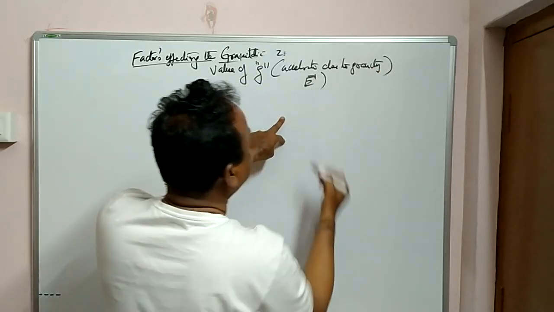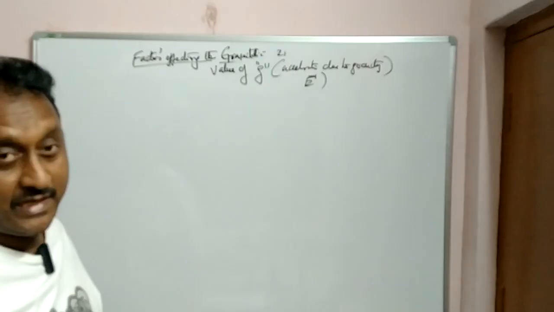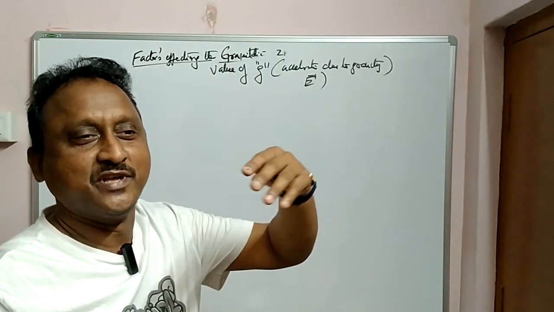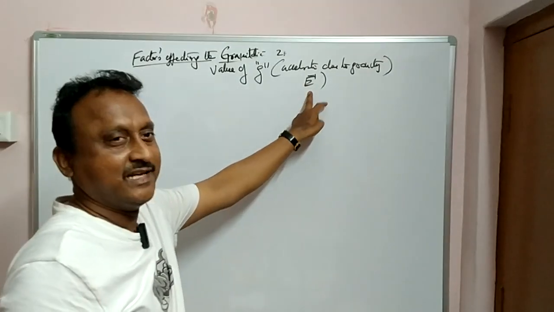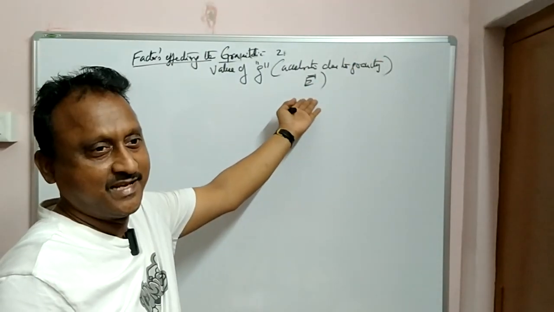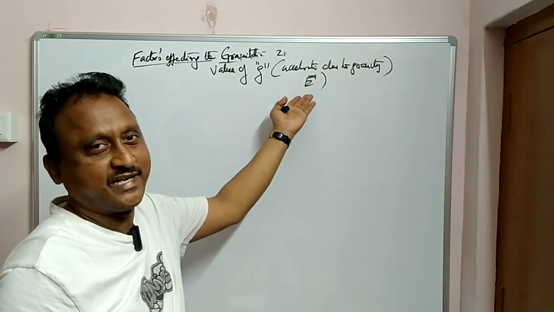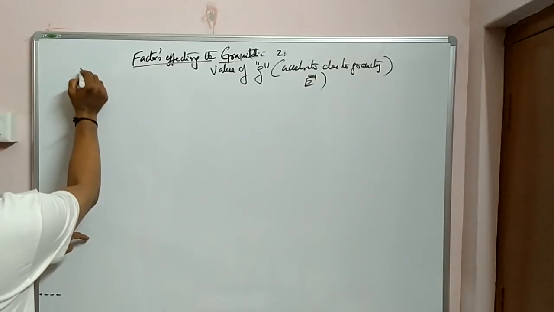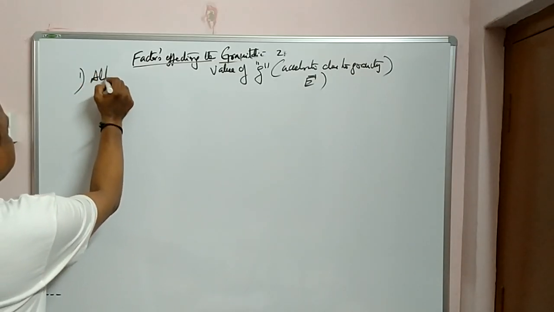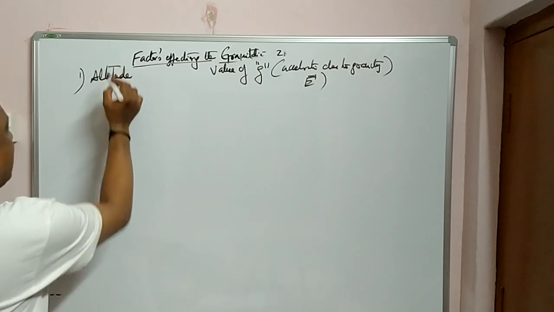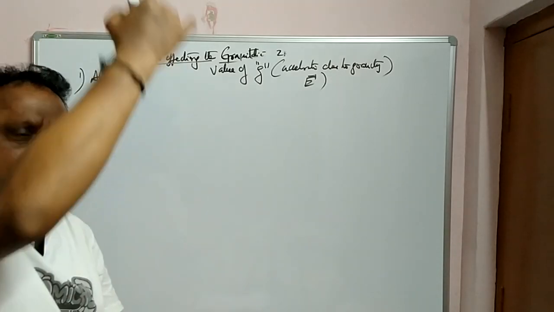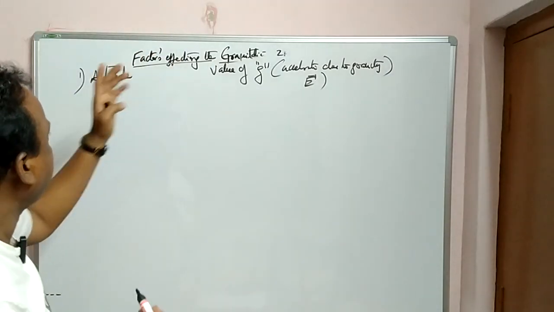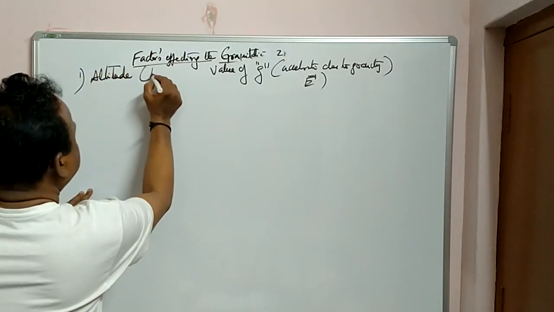E bar, gravitational field intensity, because in electrostatics also the same terms are coming. In electrostatics it is electric field intensity. In gravitation it is called gravitational field intensity, E bar, vector. Both are vectors. So what are the factors? First of all, write down altitude and height. From the surface of the earth, if you go in the upward direction vertically, it is affected. Altitude is nothing but height.